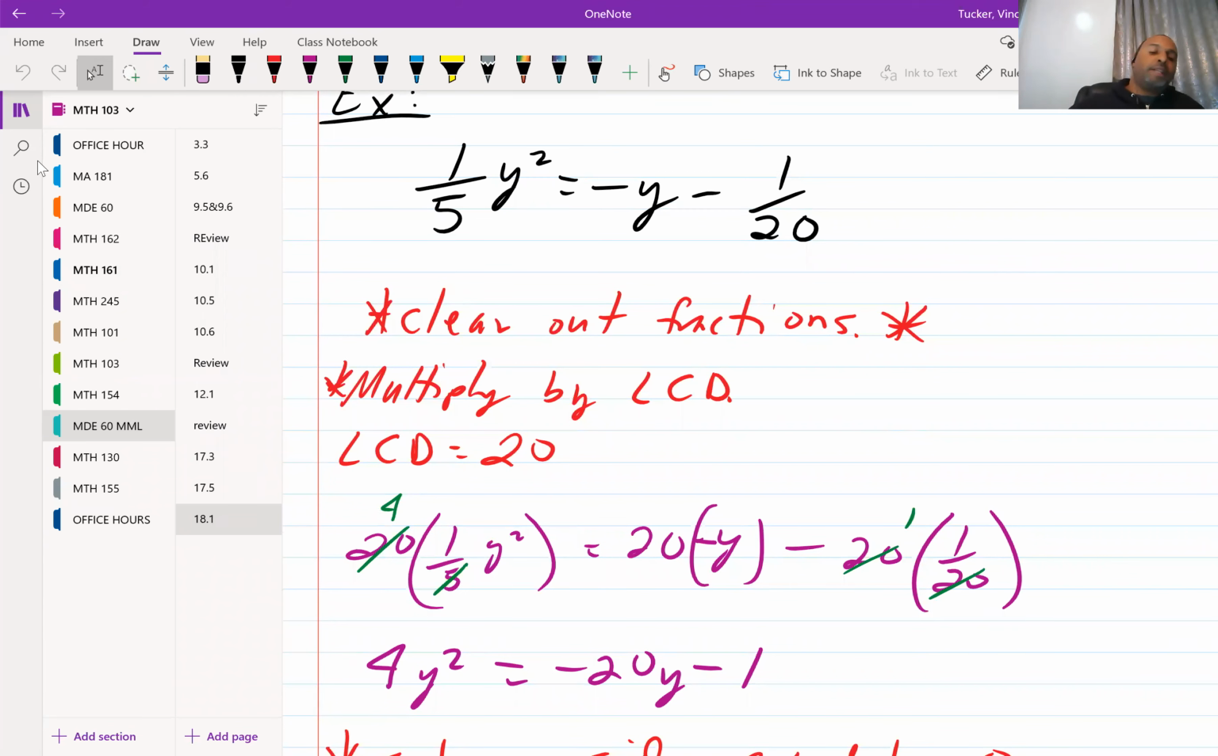Multiplying each by 20 allows the denominator to cancel out into the LCD. So notice 5 goes into the 20, leaves you with 4y squared. 20 times negative y is just negative 20y. And then the 20 cancels out in that last term, it leaves you with just 1. Questions? Any questions?